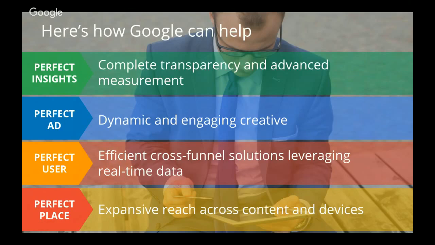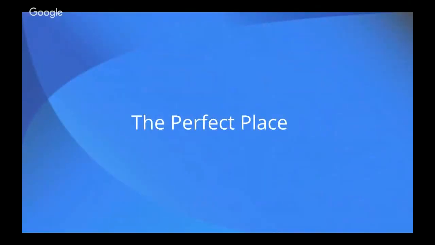Just to briefly look them up again: Perfect Insights, which is complete transparency and advanced measurement; Perfect Ad, which is dynamic and engaging creative; Perfect User, which is efficient cross-funnel solutions leveraging real-time data; and Perfect Place, which is an expansive reach across content and devices. Let's look at some of these topics in detail. Let's start with the Perfect Place.